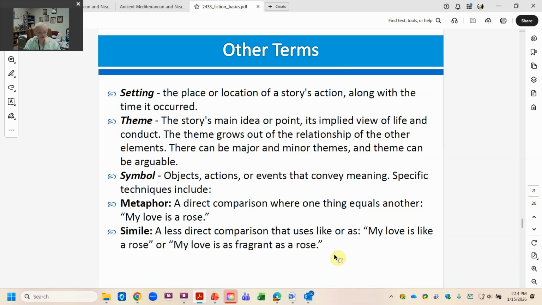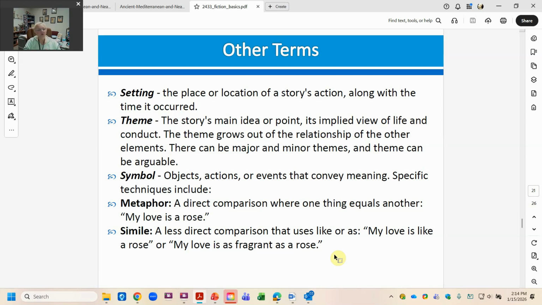Setting is not always crucial, but if it's set in the winter, that can mean that things happening have different consequences than if they would have happened in the summer. Let's say a family is evicted in the middle of winter in Wisconsin. Well, that's going to be very different than if they're evicted in the summer, right? Because the weather is going to have more of an effect.